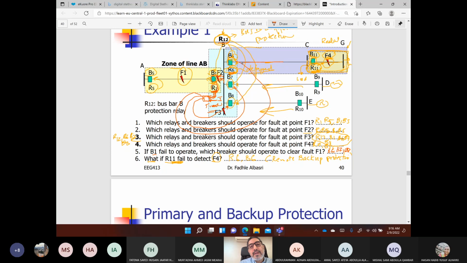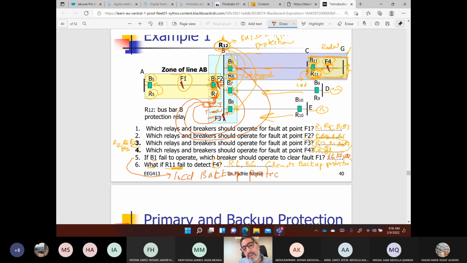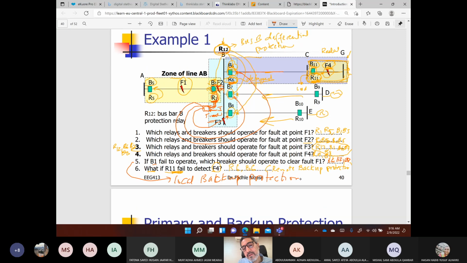This breaker failure function will give a command to all these breakers to trip, and this is called local protection. This case we call local backup protection, which is breaker failure, BF, breaker failure protection. Any questions so far?